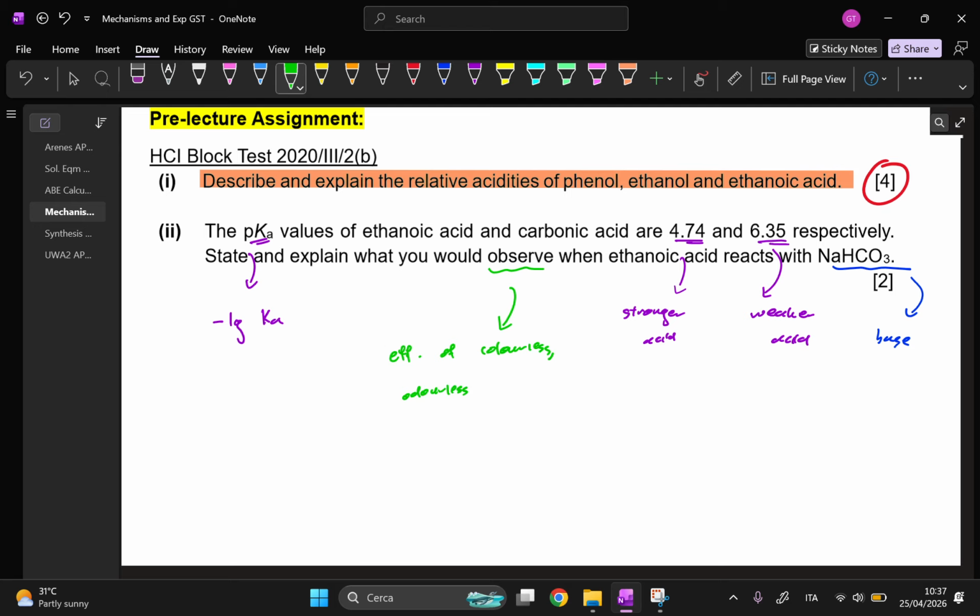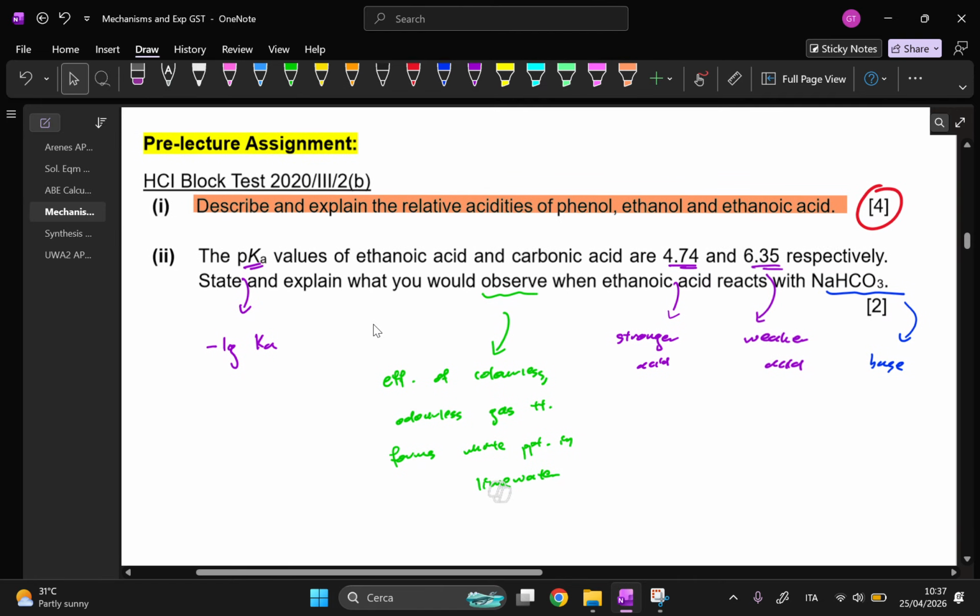odorless gas that forms a white precipitate in lime water. And also just a note, we've just finished a lot of inorganic QA packs. We are very used to writing precipitate as PPT. Okay, throughout the practical paper, you can write PPT and it is understood that you mean precipitate.